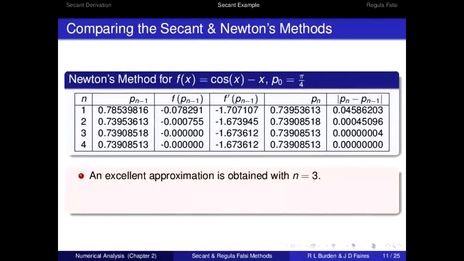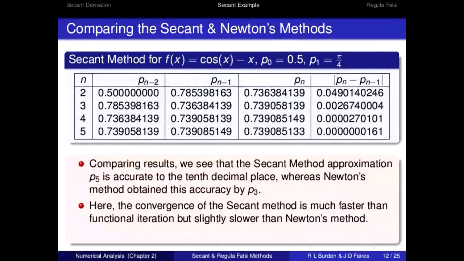We compare this one question with Newton's method and the secant method. Comparing results, the secant method approximation P5 is accurate to the 10th decimal place, whereas Newton's method obtained this accuracy at P3. So Newton's is the faster converging method, and the convergence of the secant method is much faster than functional iteration but slightly slower than Newton's method. This method is far better than the bisection method, which would take 15 plus iterations here.